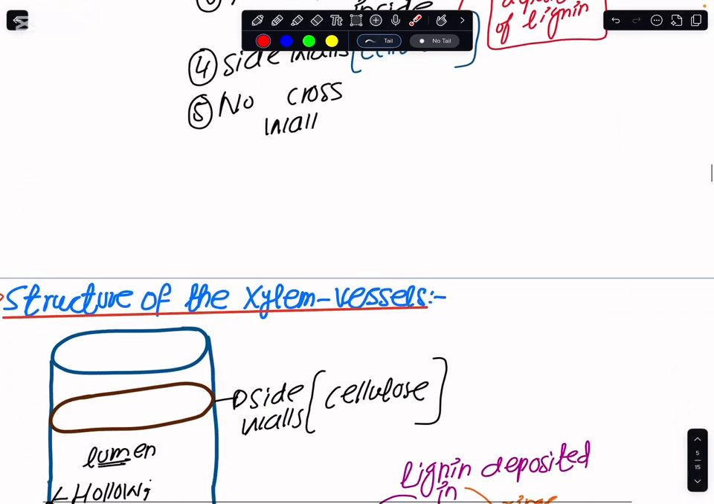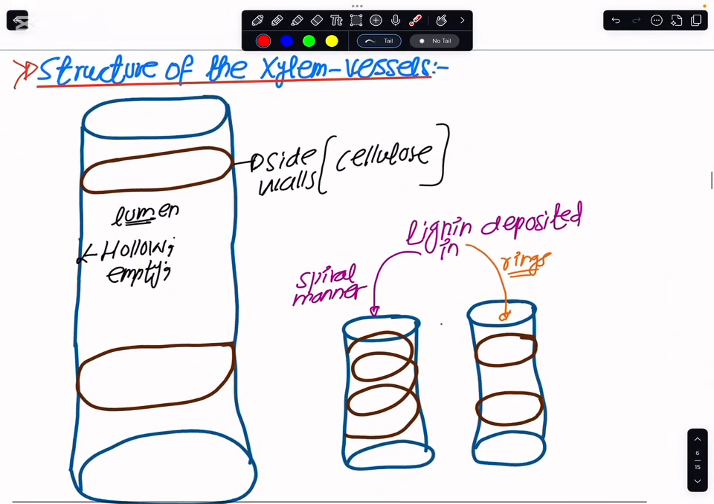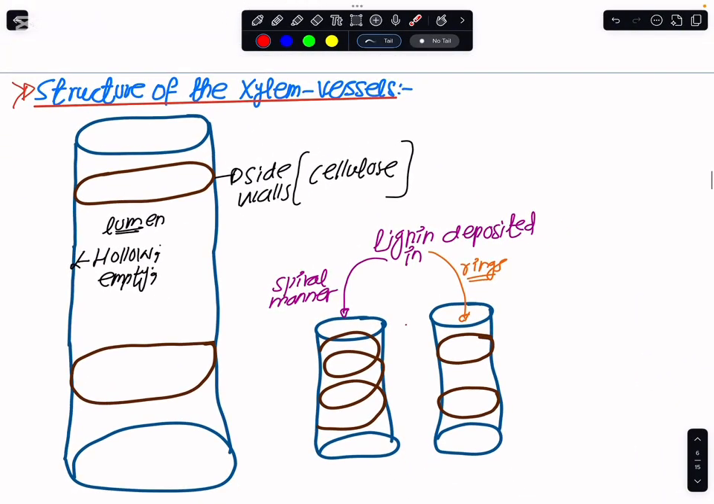So let me show you the diagram of what I was talking about. Here I have a handmade diagram of the xylem vessels. Here we have the side walls of the xylem vessels, and on the inside we have the hollow empty space, which is regarded as the lumen. These are not cross walls, but rather represent the deposition of lignin. The lignin is not deposited initially, but later in the development of the plant.